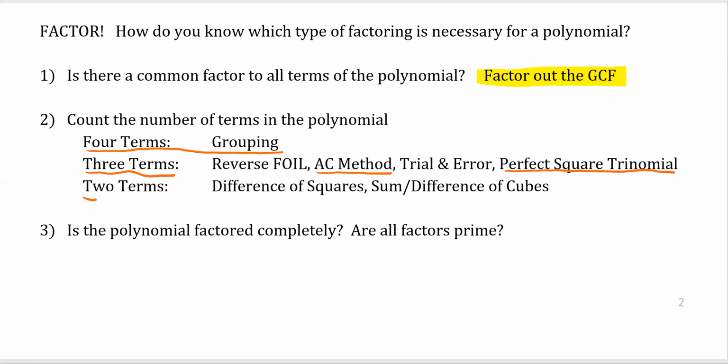If you have just 2 terms, you could have a difference of squares, which has to be a difference, or it could be a sum or difference of perfect cubes. And then finally, look at your factors. Make sure that your factors are all prime, that they don't have any common factors.